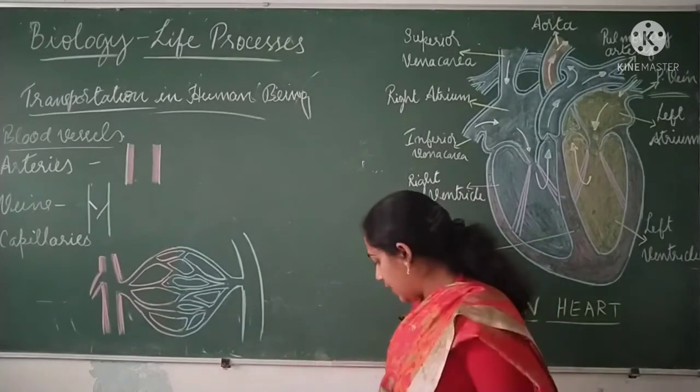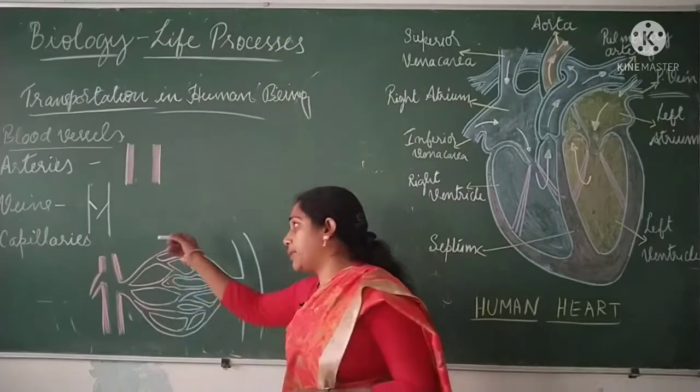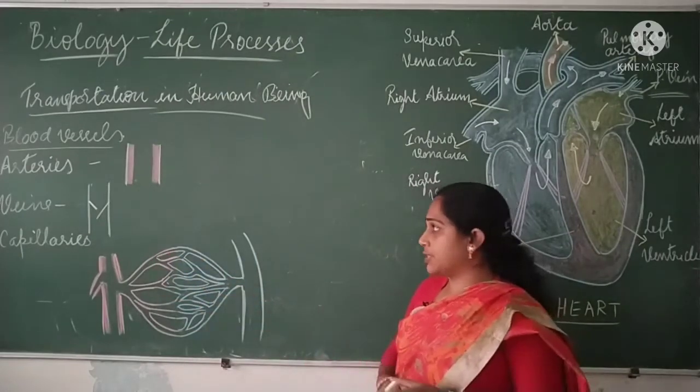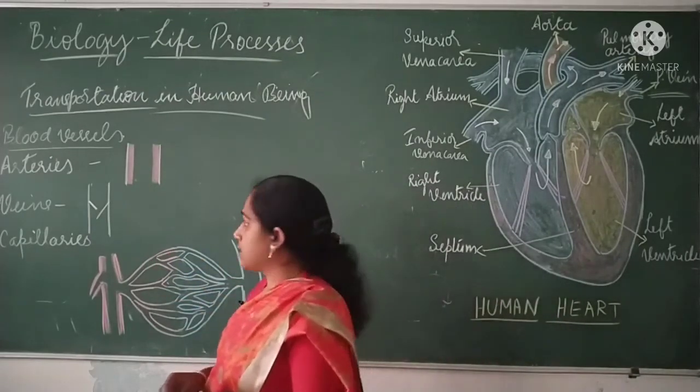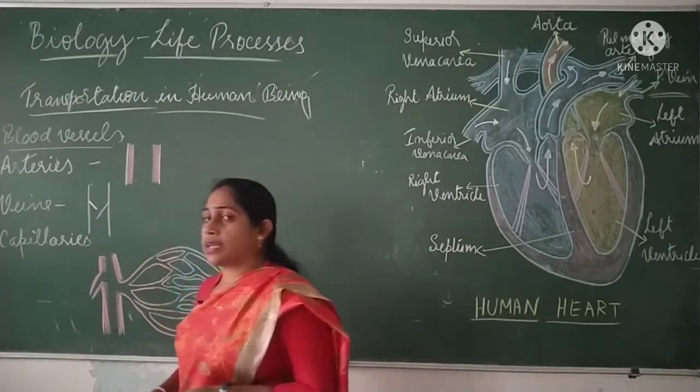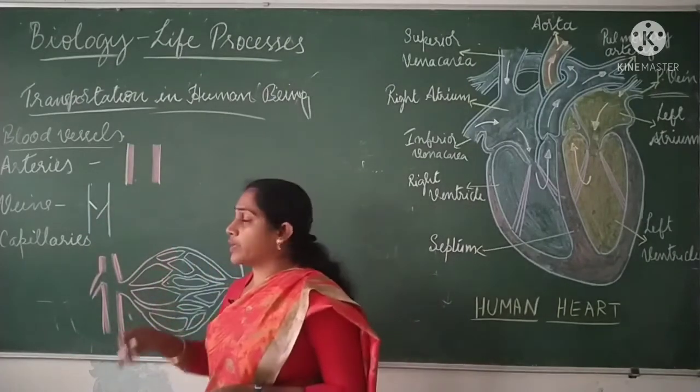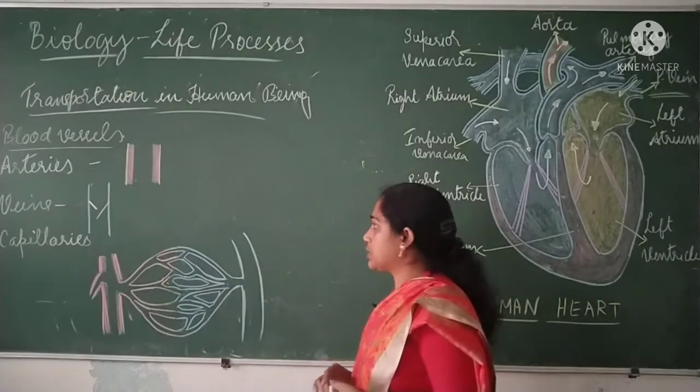I said along with the heart there are some other blood vessels which will actually help in transportation of the blood. So they are arteries, veins and capillaries. So I mentioned this in the last session. So we have 3 kinds of blood vessels. They are arteries, veins and capillaries. So now let us see the difference between these 3 blood vessels, arteries, veins and capillaries.